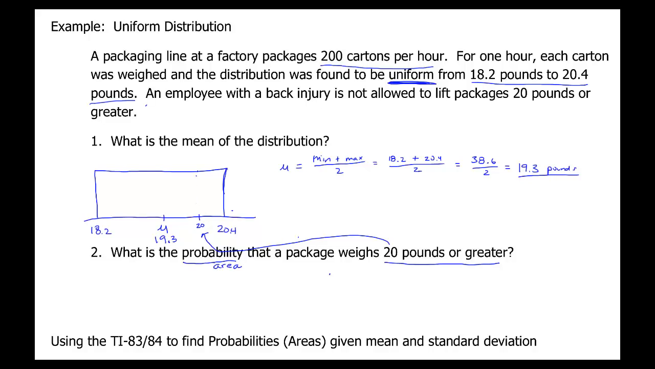And then I'm going to draw a dashed line up from 20. And we want 20 pounds or greater, so I'm going to shade the area to the right, which is greater than 20. And that's going to be our probability. That's what we're looking for. So the probability is this shaded area. So remember, the area of a rectangle is going to be the length times the height.